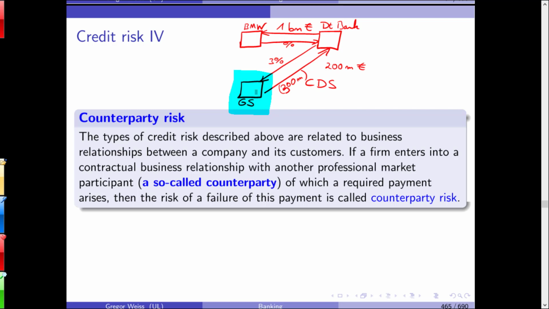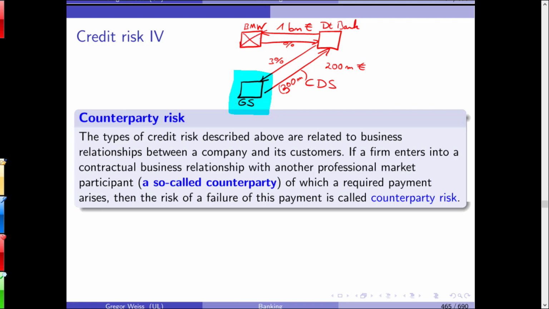Yes and no. First of all, it's no problem. Why? Because you do not have to pay anything. The contract will run out and you will not be required to pay anything to Goldman Sachs if Goldman Sachs defaults. But what happens if BMW now defaults?